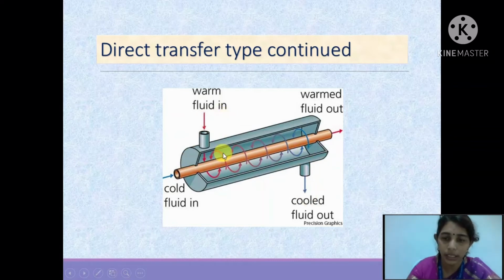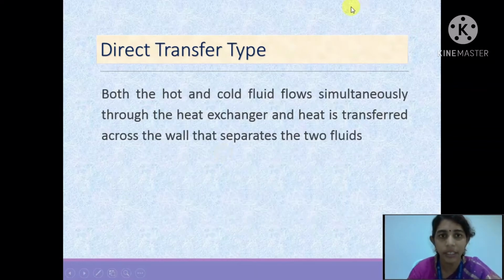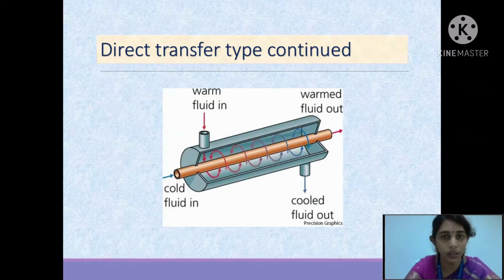So just a recap of the definition. Both hot and cold fluid flow simultaneously through the heat exchanger and heat is transferred across the wall. So through the wall only the heat is being transferred, and this wall separates the two fluids. So this is called direct transfer. There is no mixing, as stated earlier.